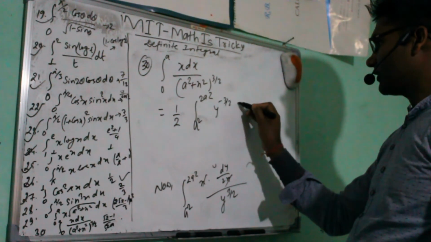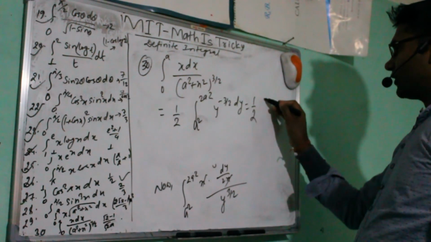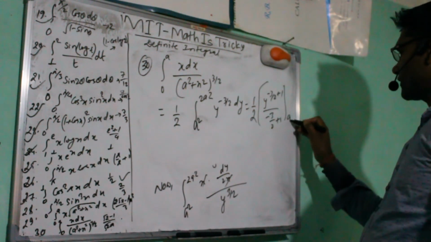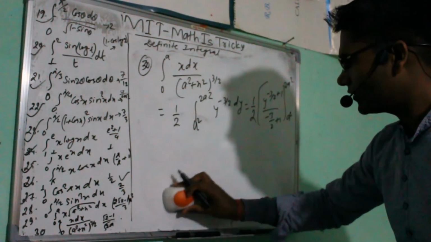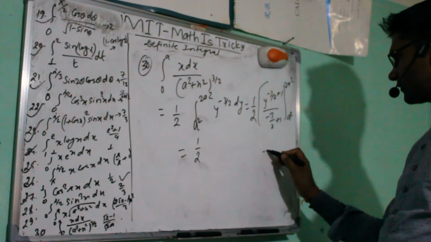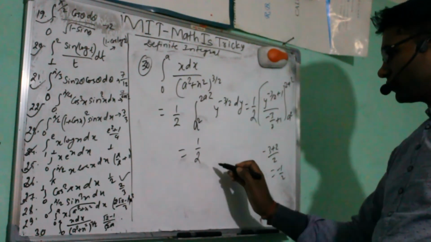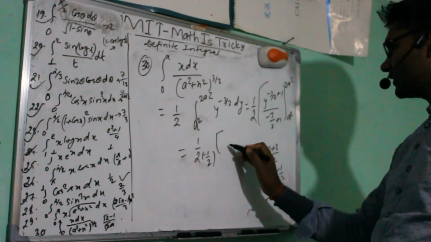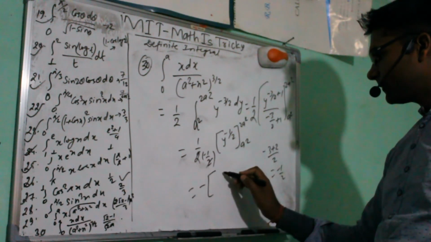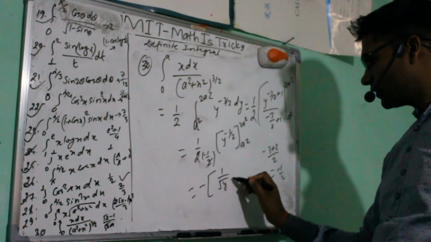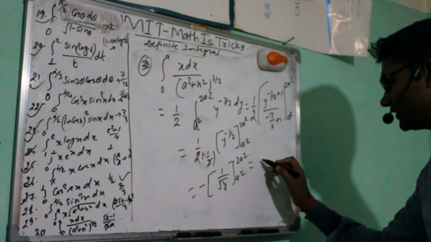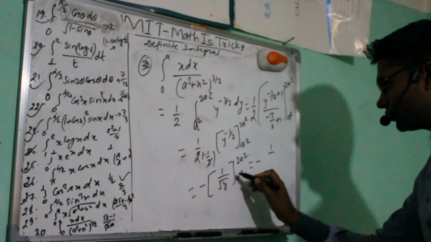sine y, since log t is y, and dt is t dy by t. T and t cancel, so we have integration of sine y, which is minus cos y, from 0 to log 2. So it will be minus cos log 2 minus, minus cos 0, which is plus cos 0, that is 1. So it is simply 1 minus cos log 2. This is our answer.